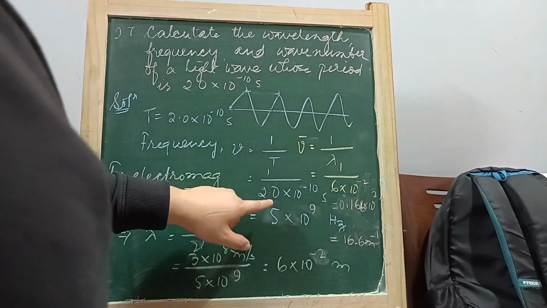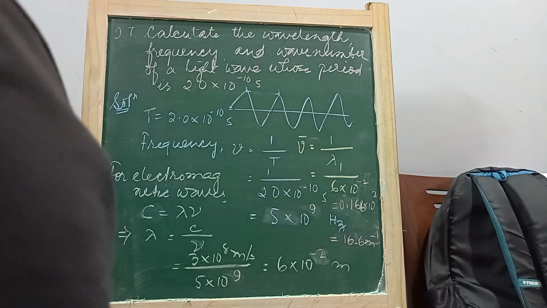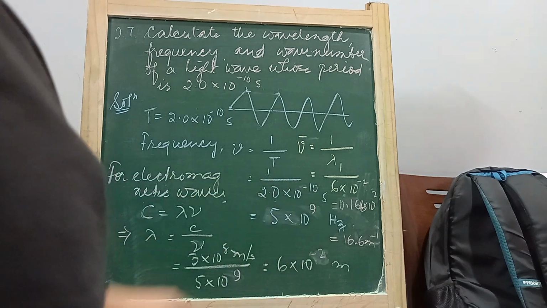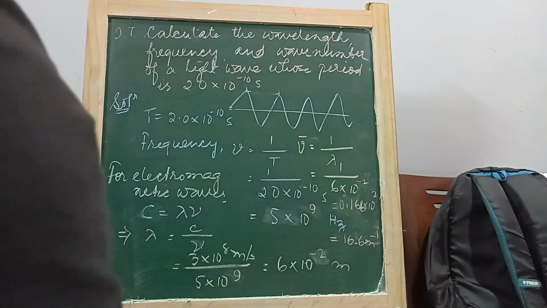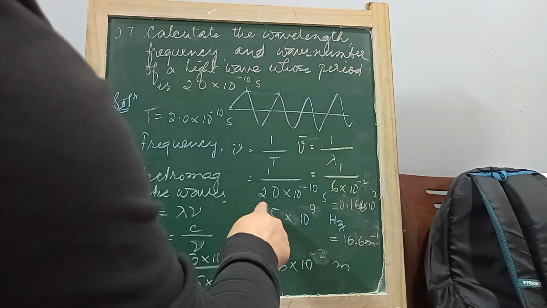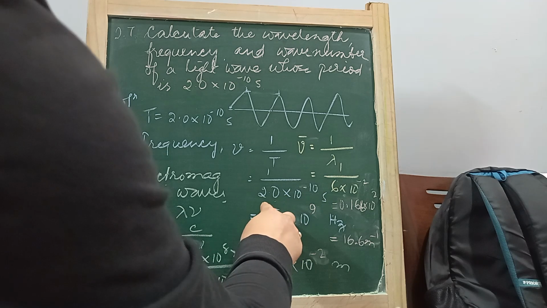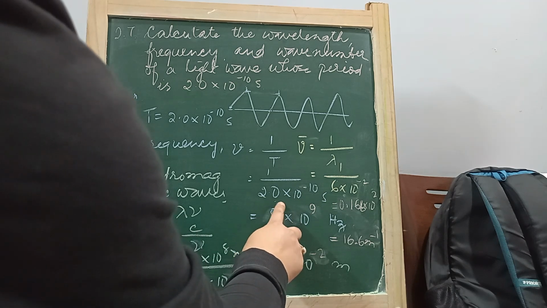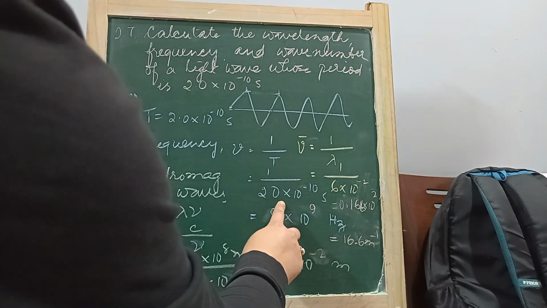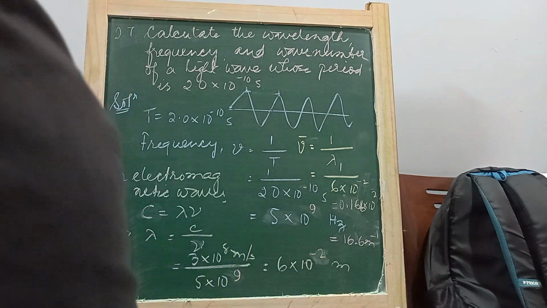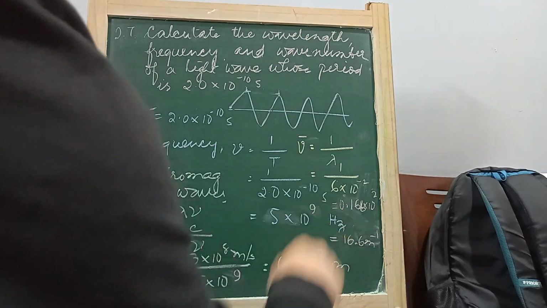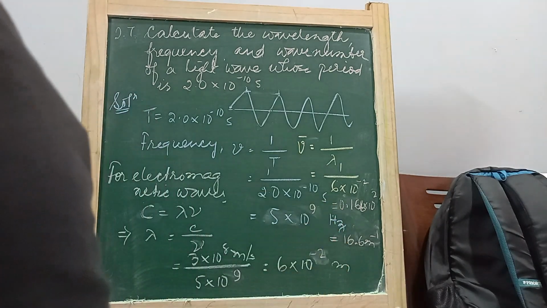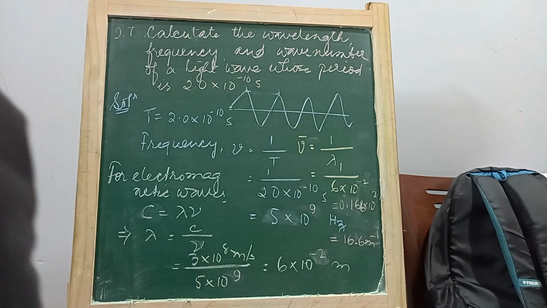So the time period is 2 × 10^-10 second. 1 by 2 is 0.5. With 10^-10 moving above, it becomes 10^10. So 0.5 × 10^10. If you move the decimal point one place to the right, it becomes 5 × 10^9 per second, so 5 × 10^9 waves in 1 second. Per second is known as hertz. So the frequency is 5 × 10^9 hertz.